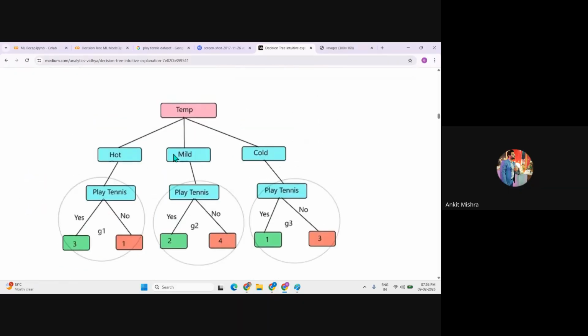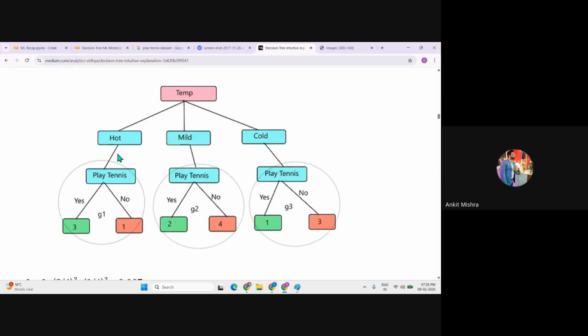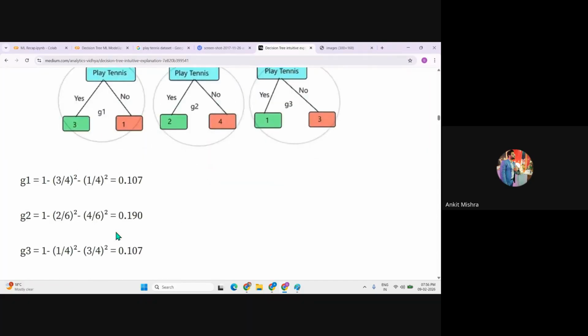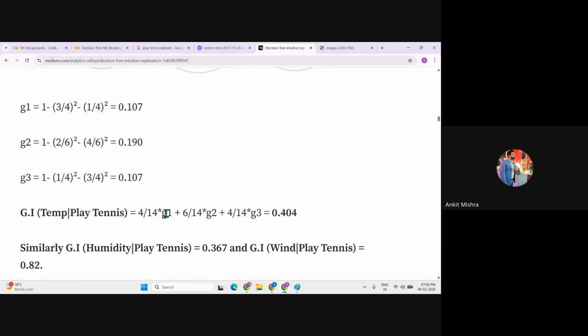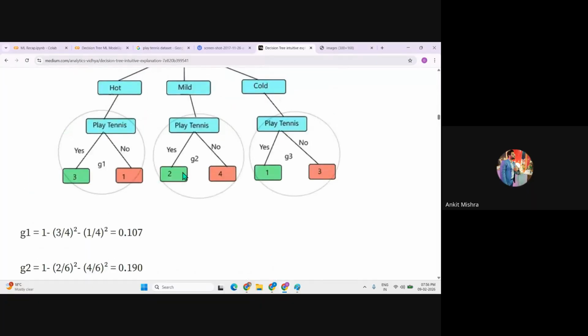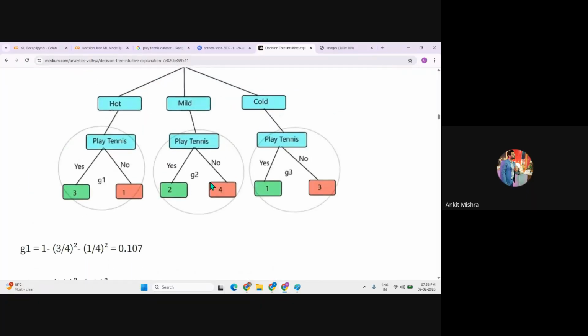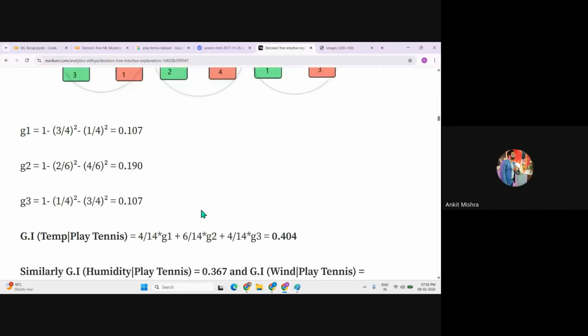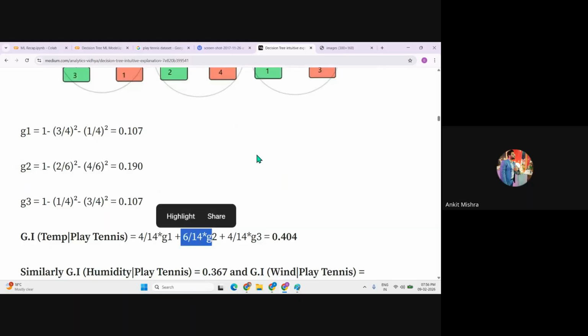Now you have to calculate the Gini index of this temperature one. You know that out of the overall 14 data set, this G1 is able to separate four rows out of 14. So it's 4 by 14 multiplied by the G1 value, plus this G2 only able to separate 6 rows out of 14, so it's 6 by 14 multiplied by the G2 value.